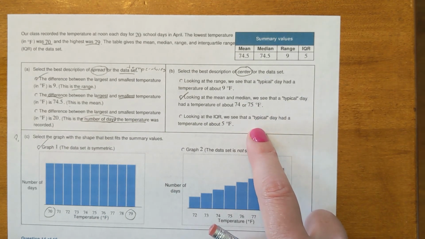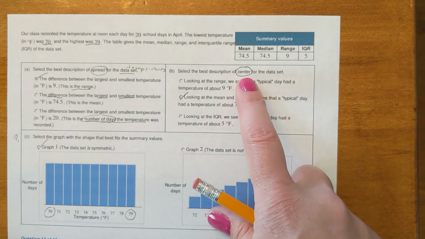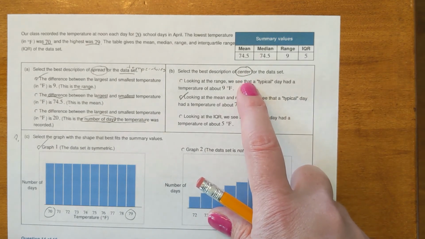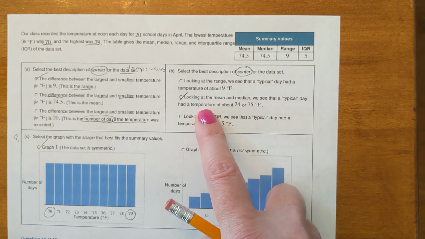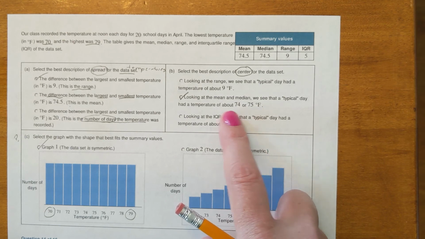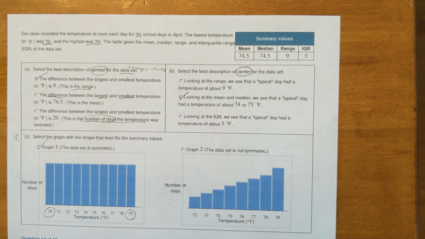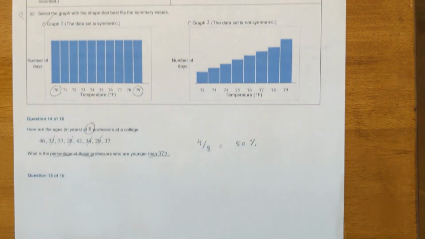And this one, it says, select the best description of center for the data set. So the center, like I said, is mean and median. It's not range. So it's not the first one, range. So it's going to have to be the second one here. They said to look at the mean or the median. And honestly, I don't know what this thing's about. I think maybe the printer didn't print it well, so we'll just ignore that.